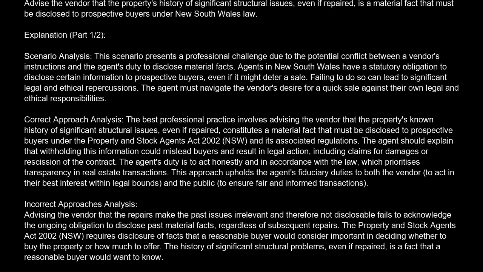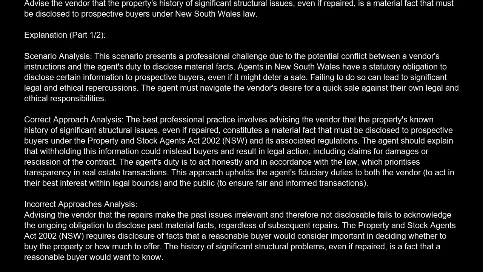Agents in New South Wales have a statutory obligation to disclose certain information to prospective buyers, even if it might deter a sale. Failing to do so can lead to significant legal and ethical repercussions. The agent must navigate the vendor's desire for a quick sale against their own legal and ethical responsibilities.